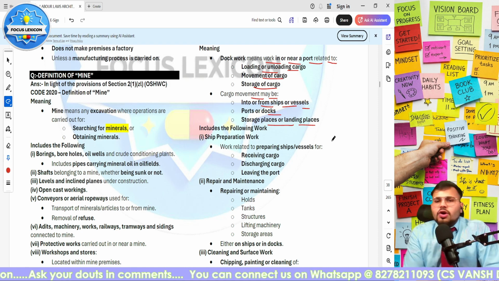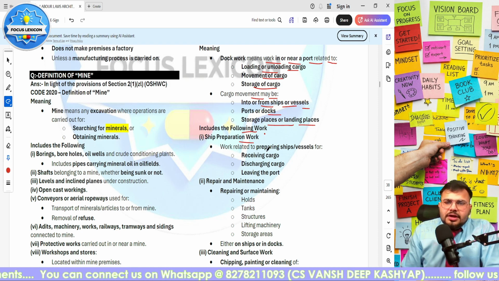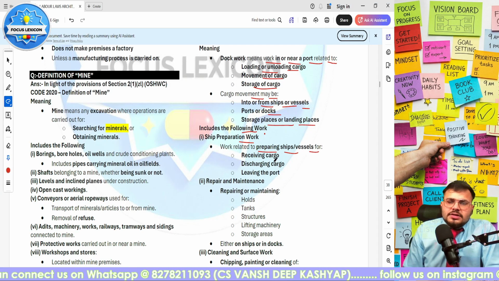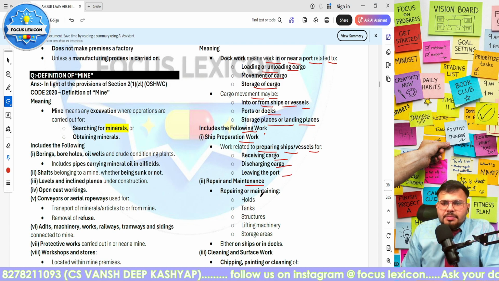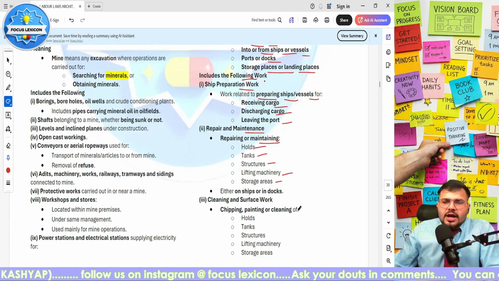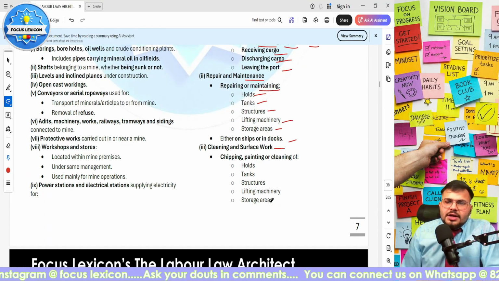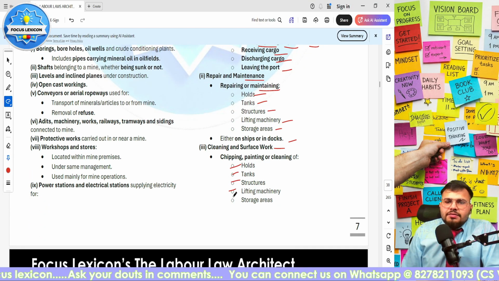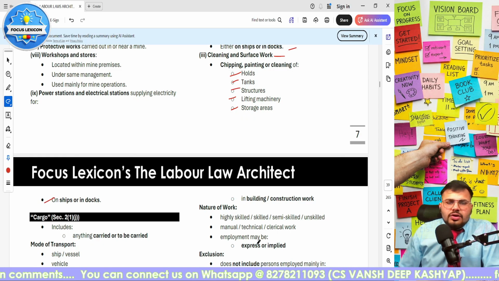All that activity is covered under dock work, which includes the following: ship preparation work, works related to preparing ships and vessels for receiving cargo, discharging cargo, leaving the port; and repairs and maintenance, repairing or maintaining holds, tanks, structures, lifting machinery, storage areas, either on ship or in docks. Then cleaning and surface work: chipping, painting or cleaning hold, tanks, structures, lifting machinery, storage areas. All these things are covered under dock work on ships or in docks.